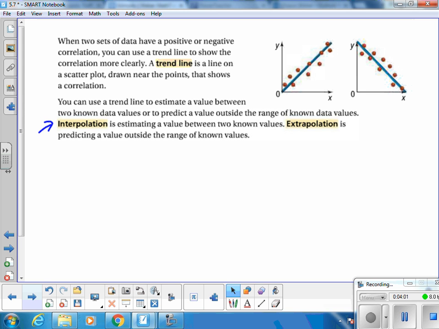Interpolation, here's another thing. Interpolation is estimating the value between two known values. So it's looking in here.